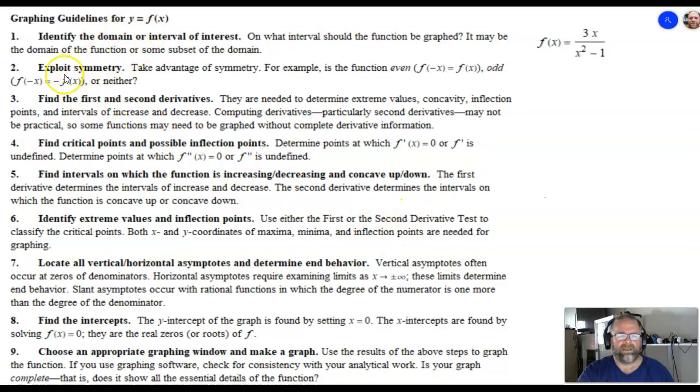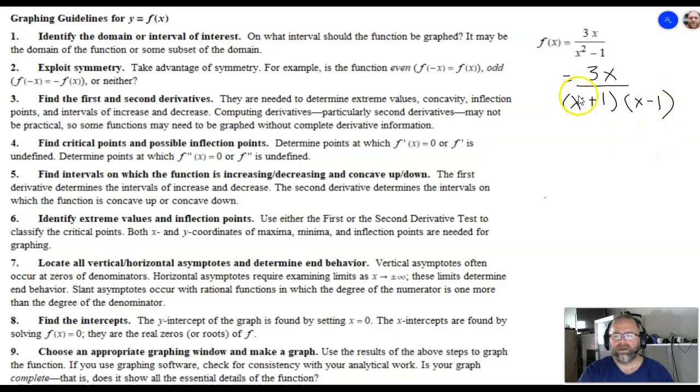Okay, so the first thing is identify the domain or interval of interest. All right, so if we factor this, let's go ahead and do that now. So this is equal to 3x all over x plus 1 and x minus 1, right? I'm having trouble writing here. Okay, x plus 1 and x minus 1.